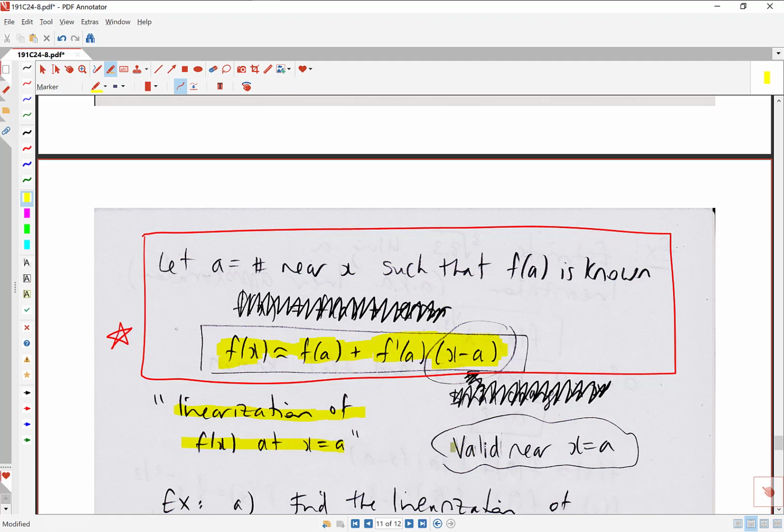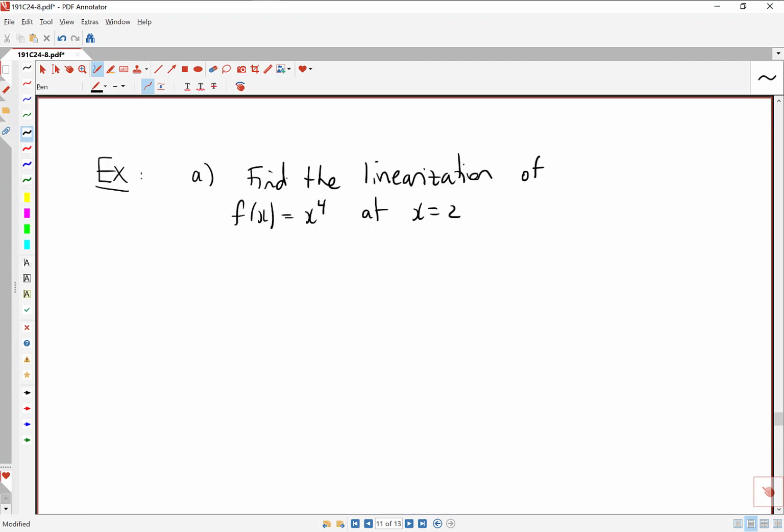And that formula is valid as long as x and a are relatively close together. So there's no hard and fast rule of what it means for x and a to be close together. A more rigorous way of saying this is just that the closer x is to a, the better this approximation is going to be. So let's try an example of this formula. There are going to be 2 parts to this problem. Part A, we're going to find the linearization of f of x equal x to the 4th at x equal 2. Okay, over on the side, I'm going to write out our linearization formula from the previous screen. Always good to write formulas out a couple of times just to get used to them.